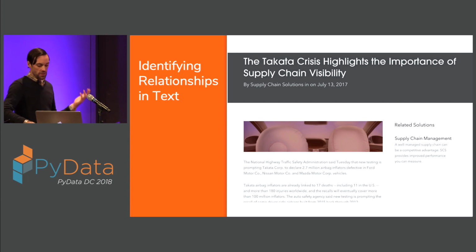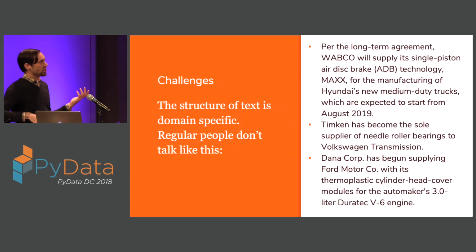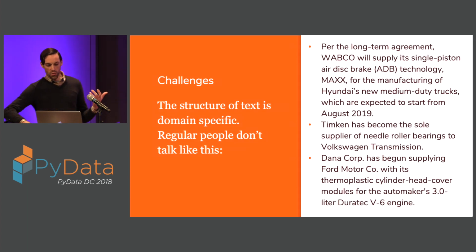Now, the difficulty with that is that the structure of text is domain specific, which means that regular people don't talk the same way that automotive news journalists would talk about this issue. So you can't use a general text model to analyze this information and really get the results that we want out. If you read the first example up here, it says, "Per the long-term agreement, WABCO will supply its single piston air disc brake technology, MAX, for the manufacturing of Hyundai's new medium-duty trucks, which are expected to start from August 2019."